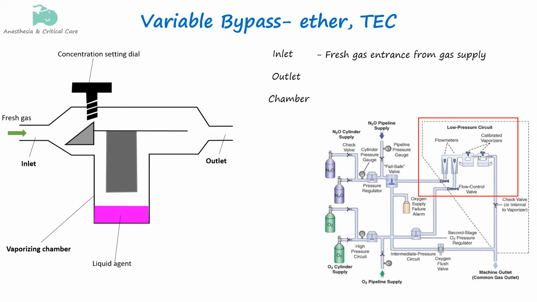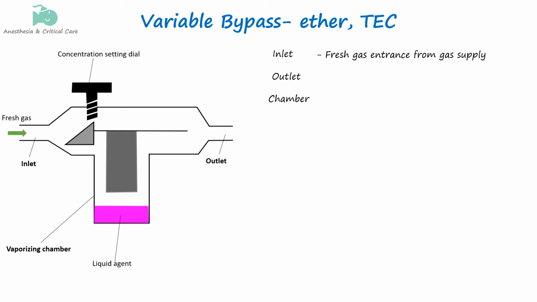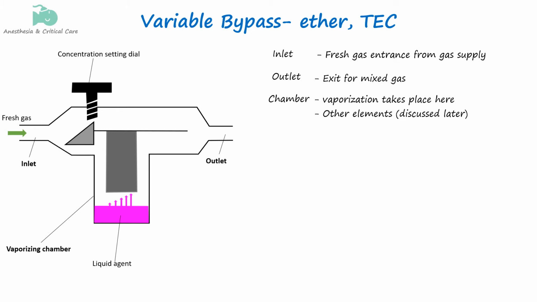The vaporizing chamber is where liquid anesthetic is converted into vapor. It features a heating element to assist in vaporization and is designed to maximize contact between the liquid and gas, ensuring efficient vaporization. We shall look into them later. The outlet is where the vaporized anesthetic mixed with carrier gases exits the vaporizer.